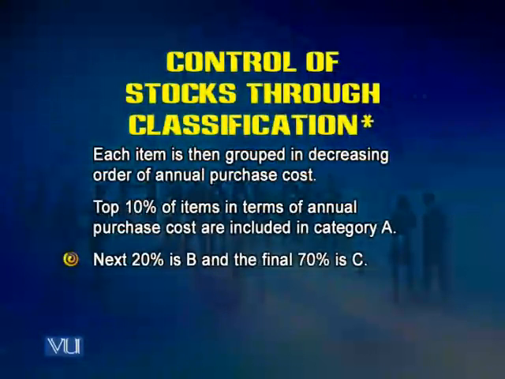Similarly, for categories B and C, you will do the same exercise, that you will take the next 20% of the items. In other words, in our example of 1,000 items, we will take the next 200 items and call that category B and see what is the cost of these 200 items. So A, 10%, 100 items, B, 20%, 200 items, this is 300, and the balance 70% or 700 items will go into class C. So the next 20% is B and the final 70% is C.